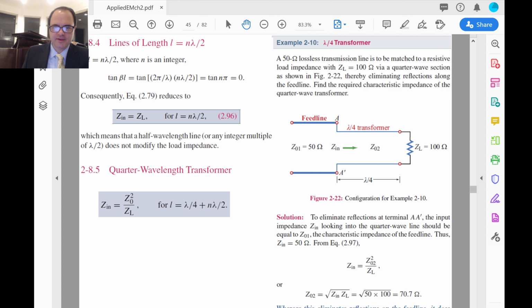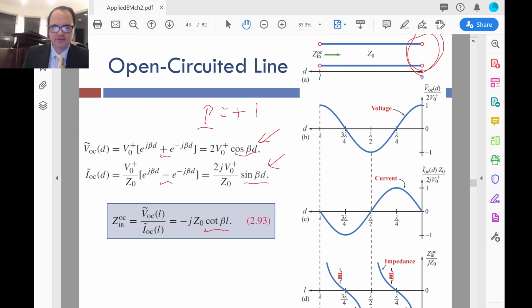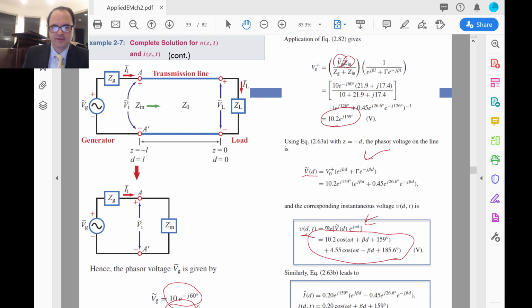Okay, two important things about this. Now we have two additional interesting scenarios. One in which the line length is equal to a half lambda, or lambda, or 3/2 lambda, or 2 lambda, and so forth. So integer multiples of lambda over 2. And then you put that into the equation for input impedance.